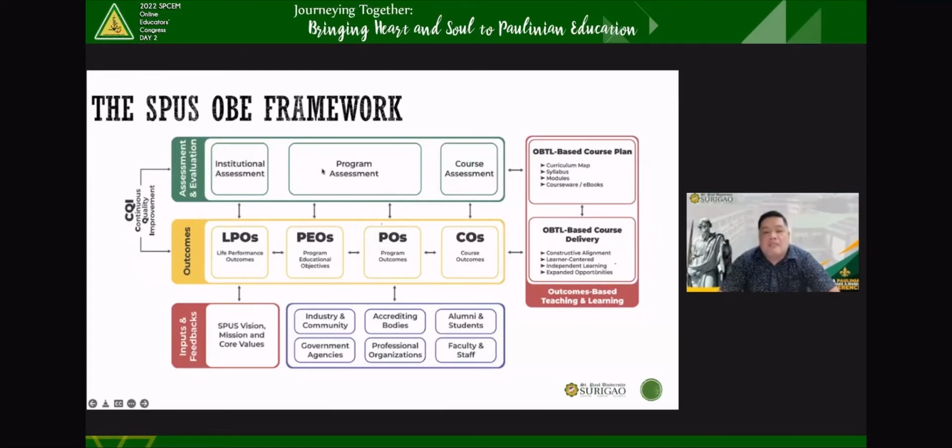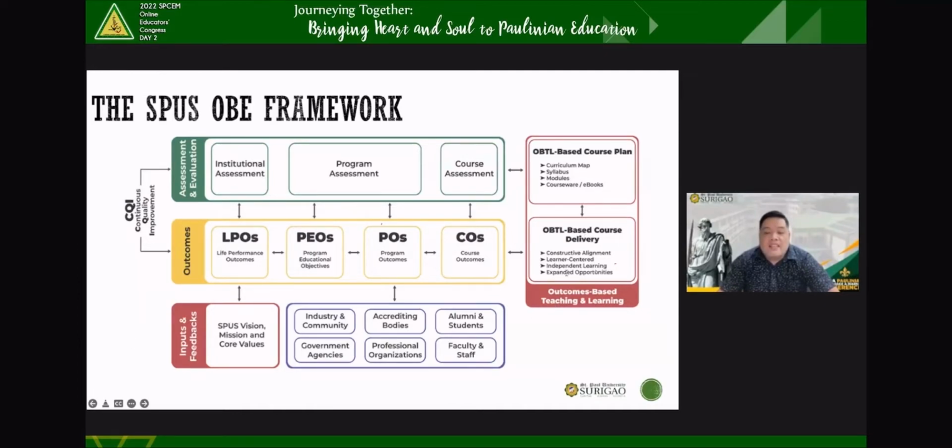The results of these assessments and evaluation are considered as basis for our continuous quality improvement, or CQI. So this is the SPUS OBE framework, from the outcomes to the OBTL, or outcome-based teaching and learning, to the outcome-based assessment, to the continuous quality improvement.